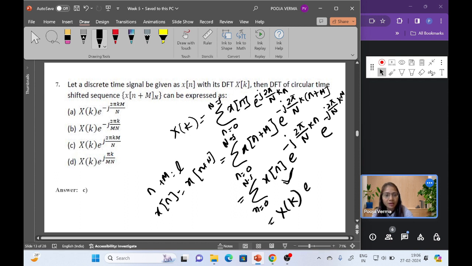and multiplied by this part, k m. So what is the correct answer? So the correct answer is the DFT of x of n plus m, so there will be the minus j. The correct answer will be option A only: x of k e to the power minus j 2 pi k m by N. Okay, so this will be the correct answer.